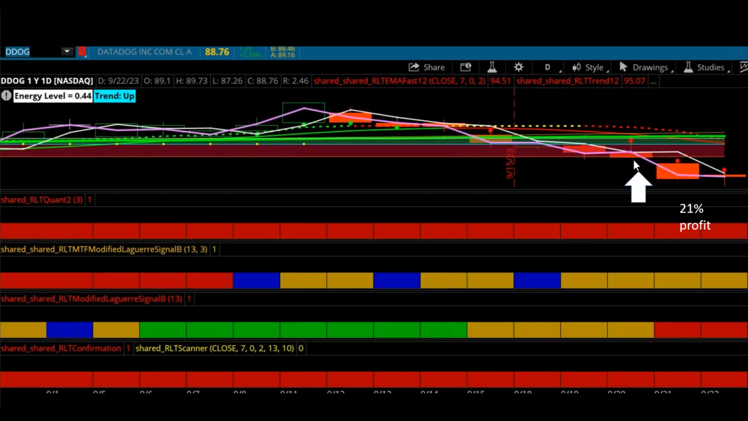Datadog, same thing here, 21% profit coming out of dynamic compression on the daily. There's a dynamic compression zone breaking down here. Everything was yet red or yellow. Institutions are selling.